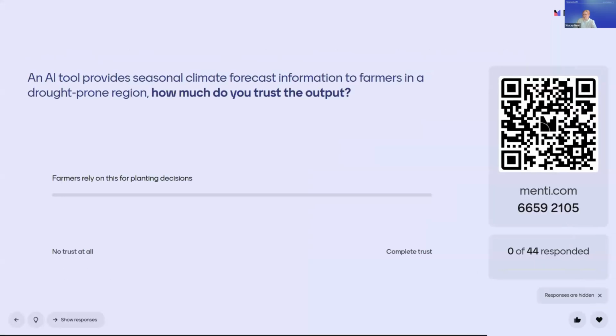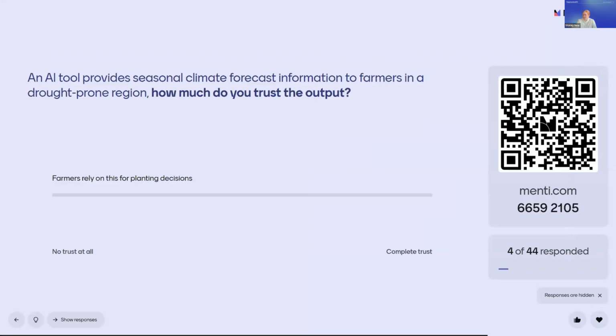Hopefully that makes sense. So what I want you to do is think about how much you trust that output. Thinking about that farmers are relying on this output for planting decisions, how much are you trusting that output from the AI?